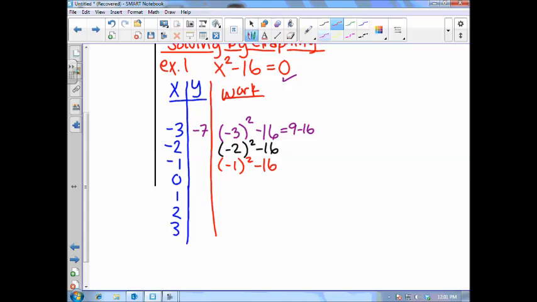All right, Parker, what did you get when you plugged in negative 2? Good. We should have gotten negative 12. Okay, Kelsey, what do you get when you plug in negative 1?